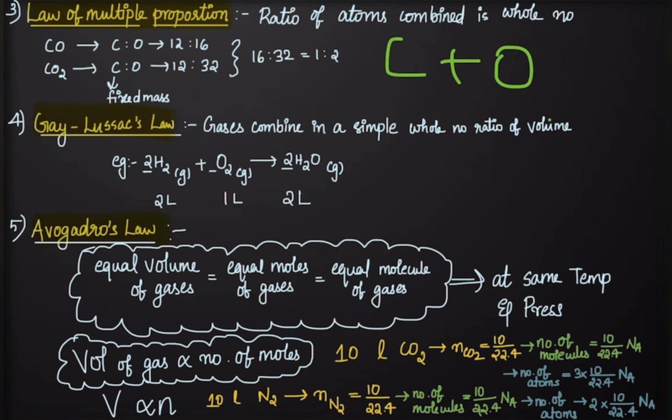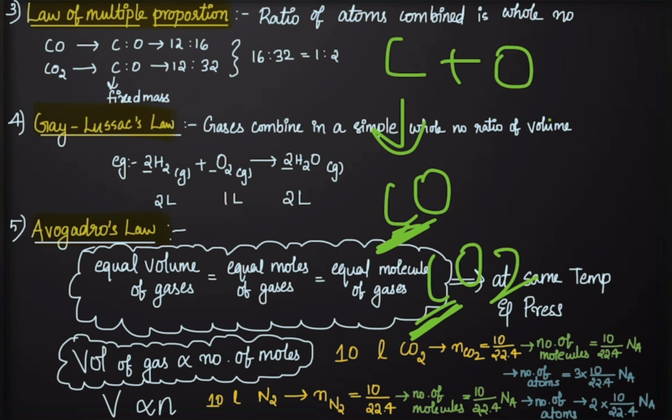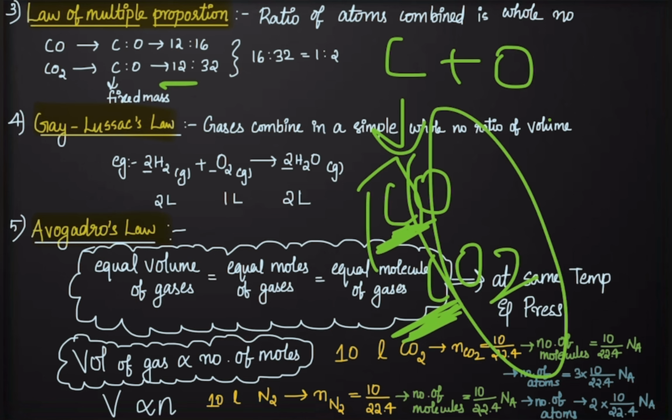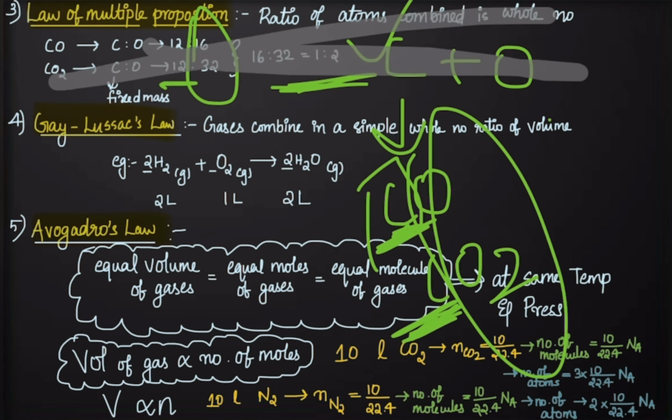Carbon plus oxygen combine to form two different compounds, carbon monoxide and carbon dioxide. Here the mass of carbon is fixed, 12 in both. When we compare the mass of oxygen, we get a simple whole number ratio, that is 1 is to 2. This is the law of multiple proportion.